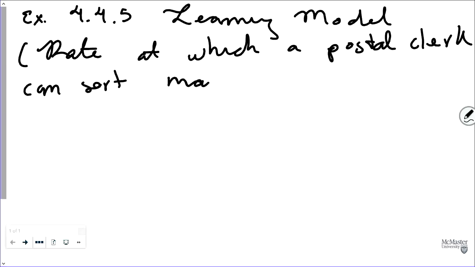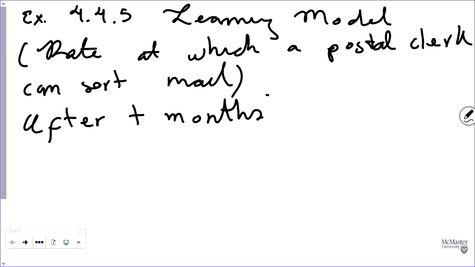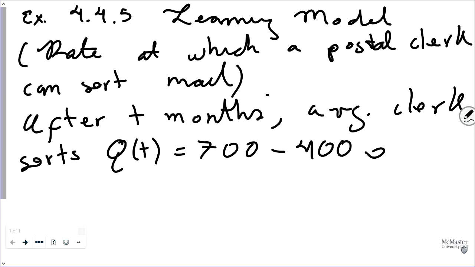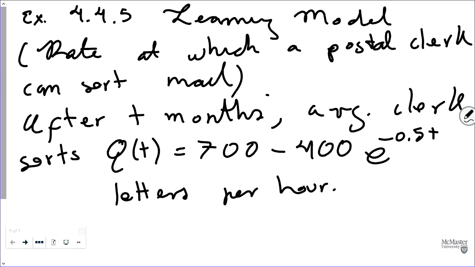So, after 3 months, the average clerk sorts, and then we're given the specific shape of Q: 700 minus 400 e^(-0.5t). This is the actual form of Q. And Q represents the number of letters per hour. So we're measuring the efficiency of this clerk.